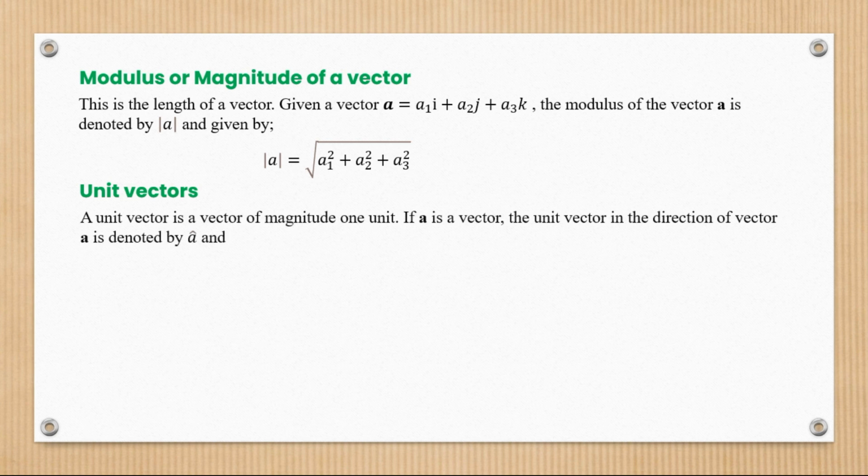So let's look at the next one. How about unit vectors? A unit vector is a vector of magnitude 1 unit. If A is a vector, the unit vector in the direction of vector A is denoted by A with a hat on it, which can also be represented as a caret or circumflex accent. So the unit vector of A is equal to A itself divided by the magnitude of the vector A.